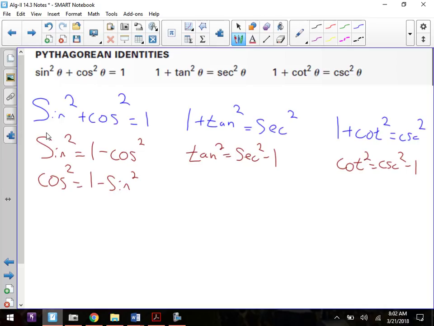Right? So what you're going to be able to do is something like this, and I might have to turn off the light so you can see it.